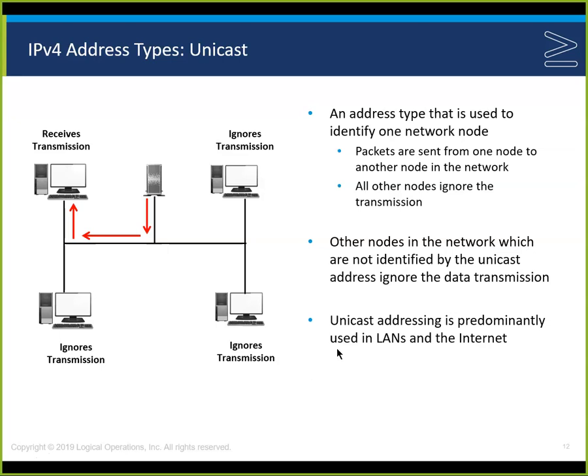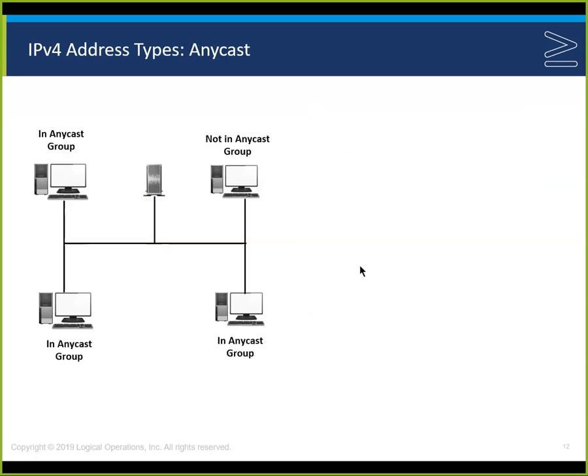Unicast addressing is predominantly used in local area networks and on the internet to get to places we want to go: a web page, a mail server, an FTP server to download something, a download server. Those kinds of things are going to be unicast addresses.